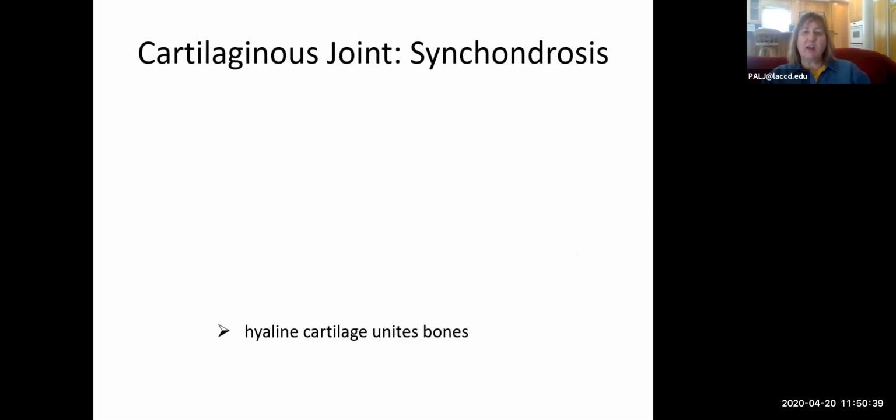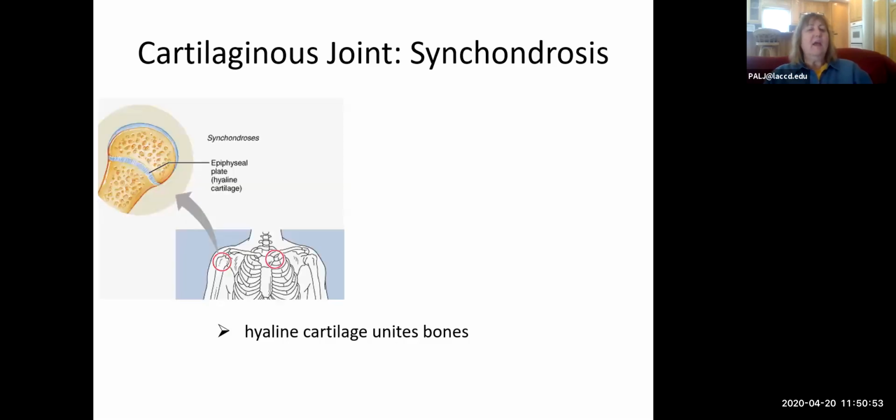Now the other type of cartilaginous joint is called a synchondrosis, which sounds like we're putting 2 pieces of cartilage together. And in this case, we are uniting bones with hyaline cartilage. And so multiple places in your body, but the first example is the epiphyseal plate. So the epiphyseal plate between the diaphysis and the epiphysis of a long bone is an example of a synchondrosis. So think about what kind of movement do you want to have happening there.